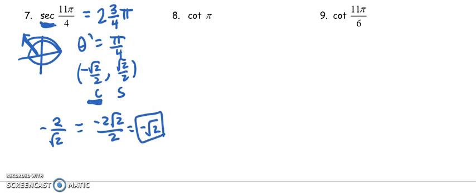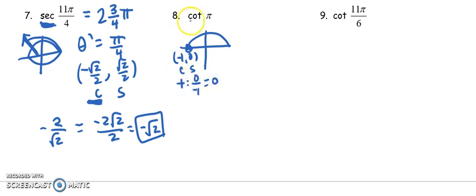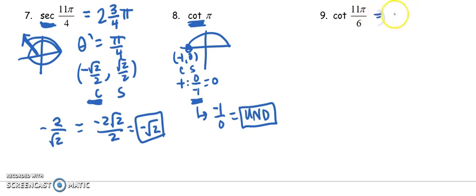All right, cotangent of pi. So this is here. That's negative 1, 0, and that's cosine, sine. Remember, tangent is sine divided by cosine, which is 0 here, but we want cotangent. So we want to flip this. So negative 1 over 0 is undefined. Again, the reciprocal of 0 is undefined, and the reciprocal of undefined is 0.